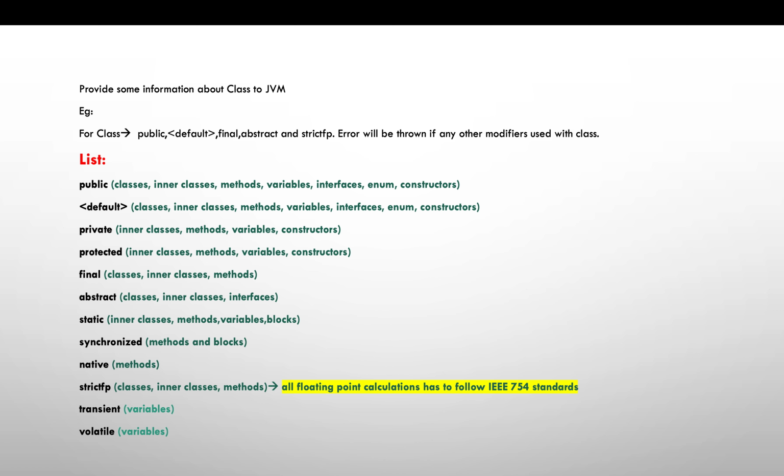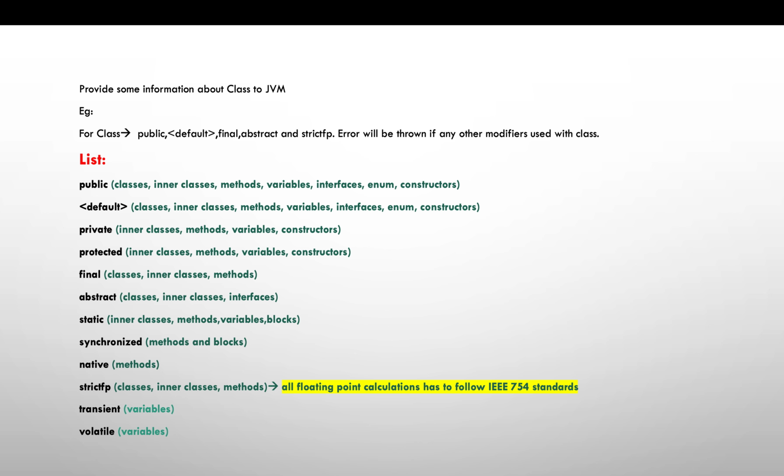Hi everyone, in this video we are going to focus on the access modifiers. So what is an access modifier? An access modifier gives more information about a class to the JVM. For example, suppose a class is declared as final, what will it say? It will tell the JVM that this class cannot be inherited by other classes.